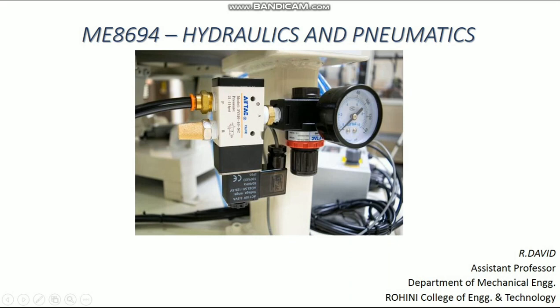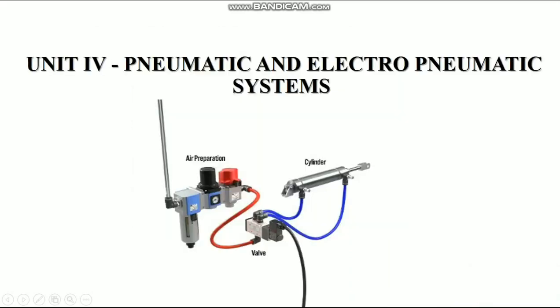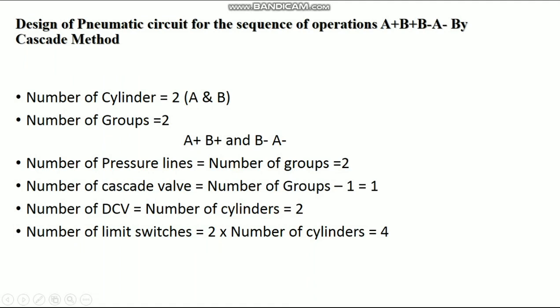In this video, I am going to explain the electro-pneumatic circuit from the 4th unit of Hydraulics and Pneumatics subject. In our syllabus, the 4th unit title is Pneumatic and Electro-Pneumatic Systems. So let us consider a problem, that is design of pneumatic circuit for the sequence of operations A plus, B plus, B minus, A minus by cascade method.